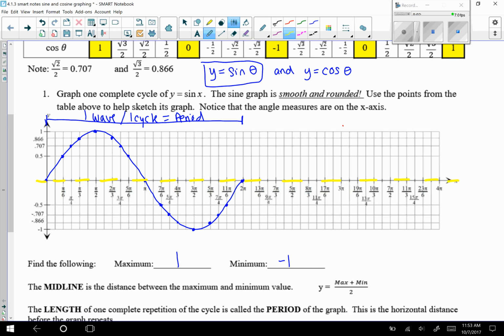You can take your maximum and your minimum values, add them together and divide by 2. So in this case, our midline, usually using D to stand for the midline, is equal to 1 plus -1 divided by 2, which is equal to 0.